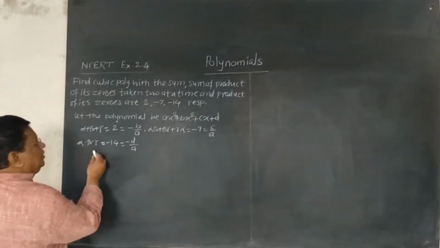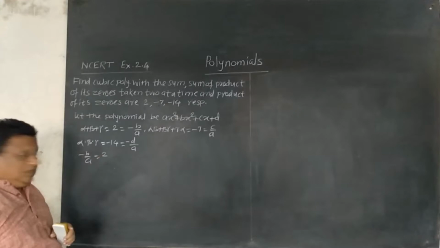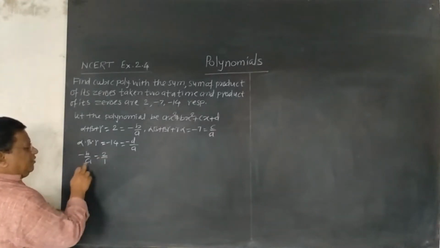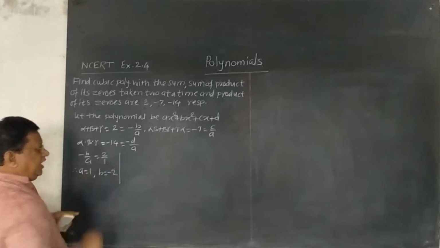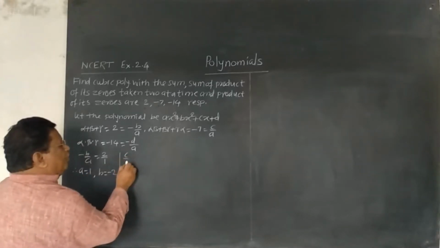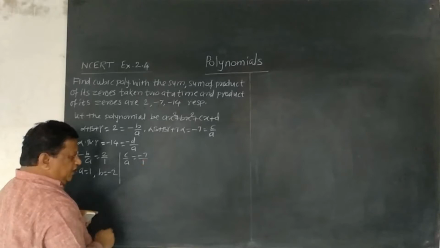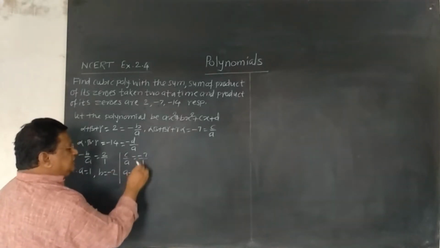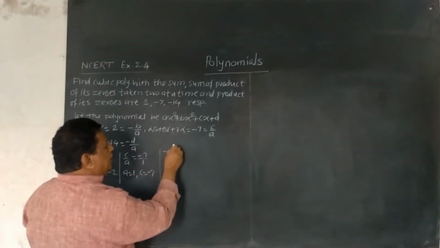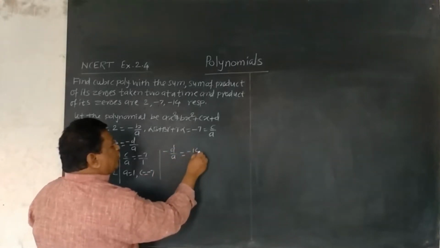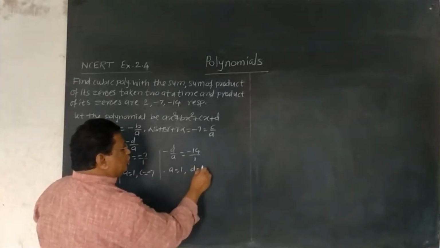So minus b upon a is equal to 2, means 2 upon 1. Therefore comparing this, a is equal to 1 and b is equal to minus 2. In the second case, c upon a is equal to minus 7, that is minus 7 upon 1. A is 1 and c is minus 7. Compare the third, minus d upon a is equal to minus 14 upon 1. Therefore, a is equal to 1 and d is equal to 14.